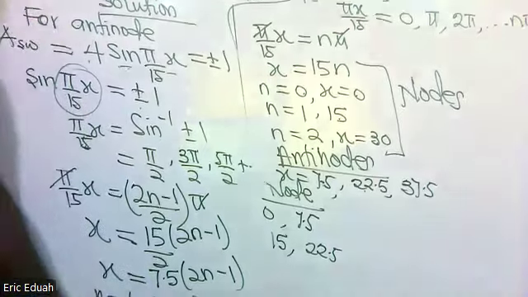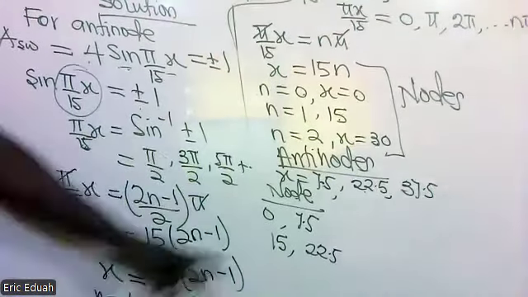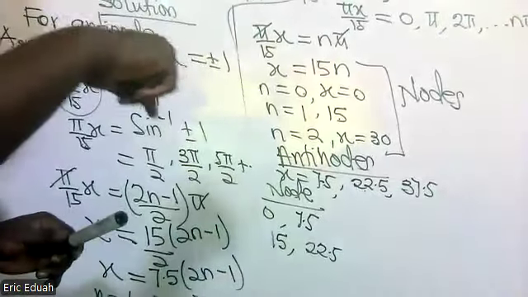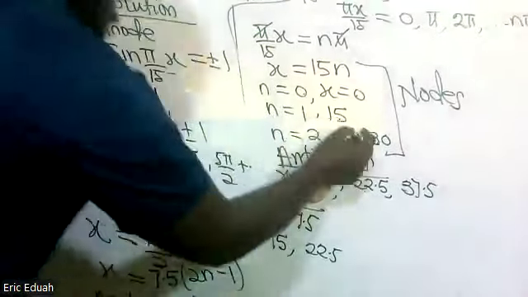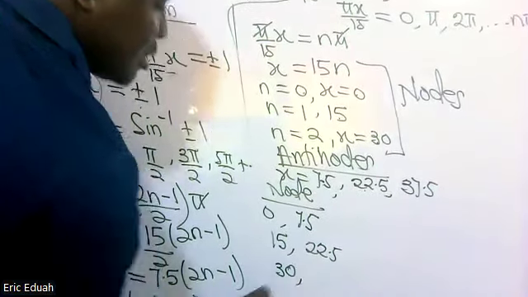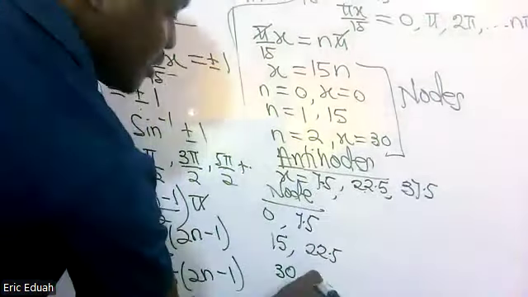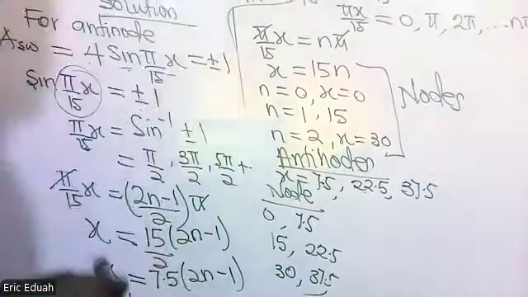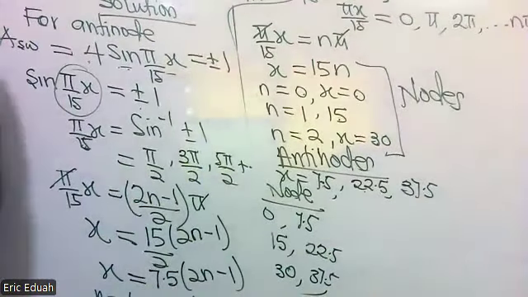7.5. 7.5. So it's giving you the same value. If you look at the third node and antinode, the third node is 30, third antinode, 37.5. The same distance.